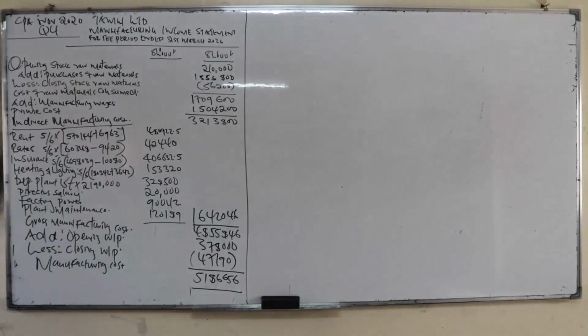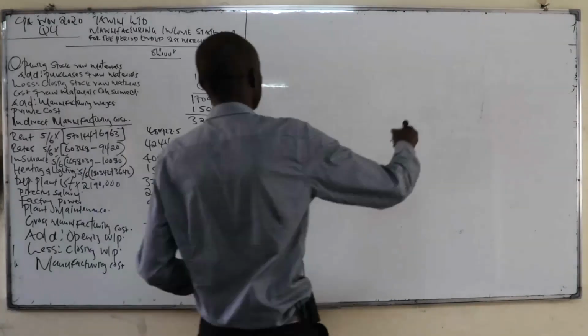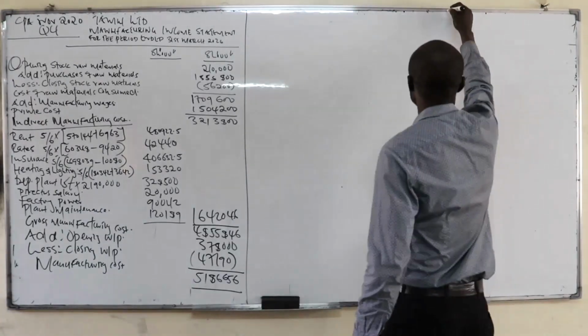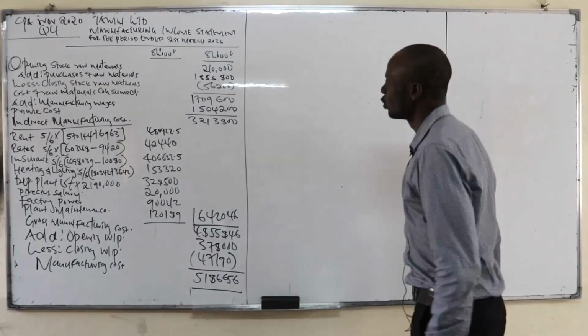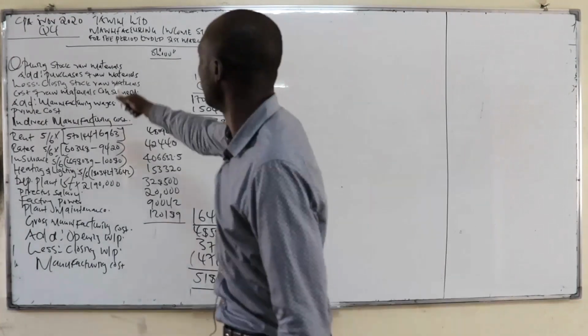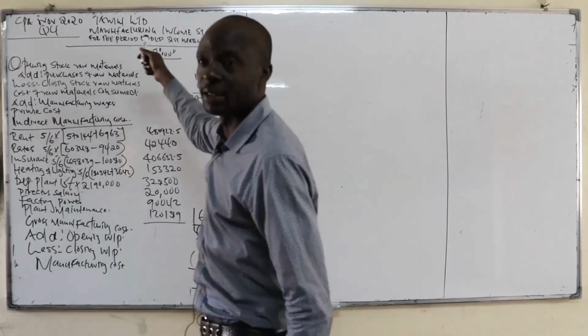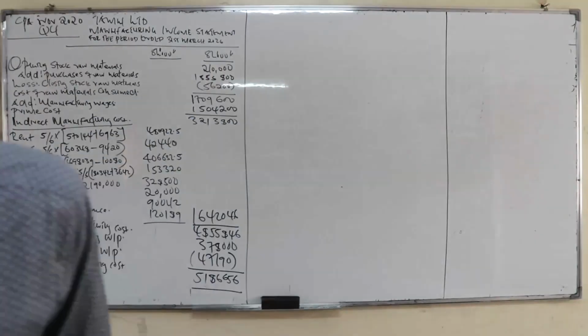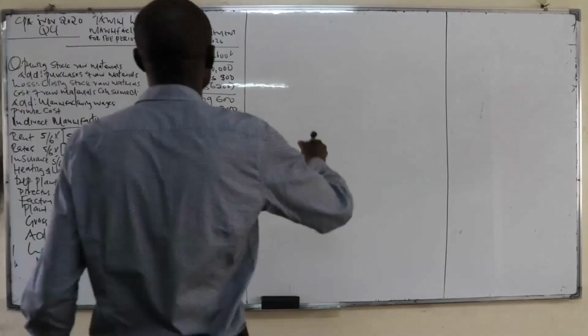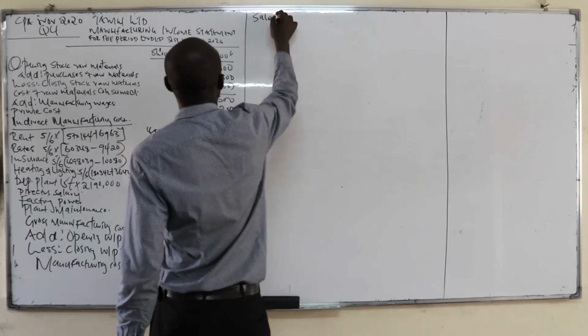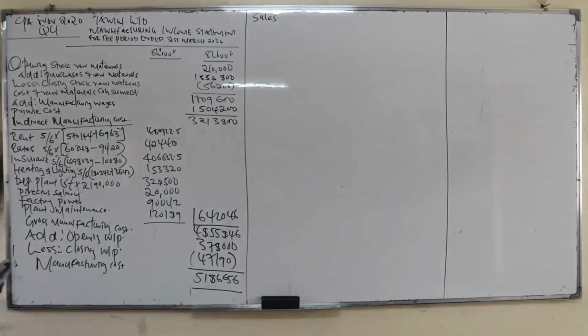Tumeelewana? Twende kwa income statement. You go to the income statement here. So you don't need to write again income statement. You've already written here manufacturing income statement. So the normal statement now, you start with the sales figure. So this is a continuation. It's still running. Sawa. Sales ni ngapi?